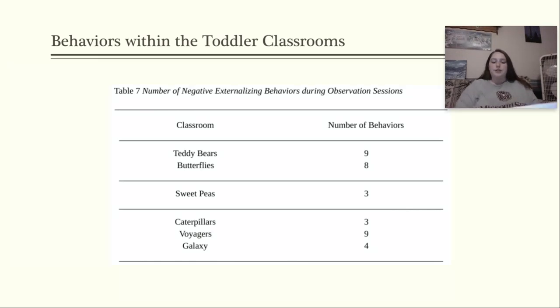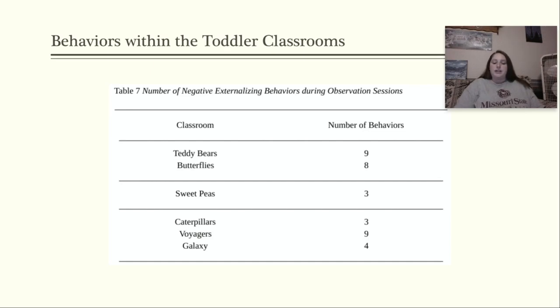Observations took place over 2 days with 4 separate observation sessions. Each session lasted approximately 45 minutes, with sessions taking place in early morning, late morning, early afternoon, and late afternoon. Each time a child experienced a tantrum or negative externalizing behavior, it was noted on the observation chart from Appendix C and detailed in the field notes by the researcher. This table shows the number of negative externalizing behaviors observed in each room.